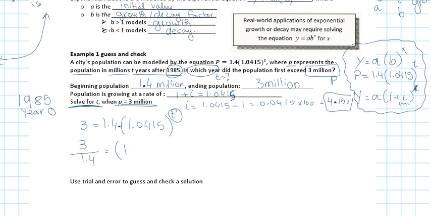So remember, the most important thing is that the 1.4 and then 1.0415, you can't mix them up. They're separate. So if I do 3 divided by 1.4, what do you get? 2.14. 3 divided by 1.4 is 2.14.